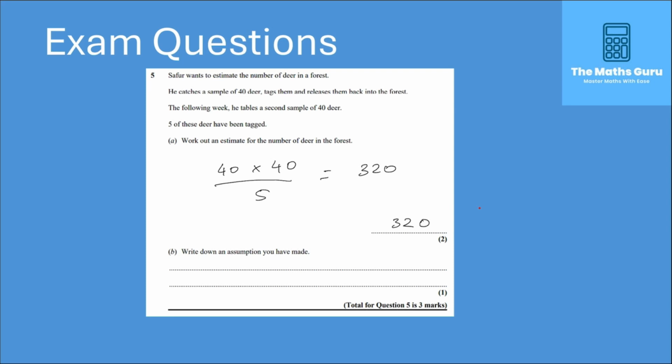An assumption of this, again, we can use the marks weren't washed away in the rain or something, or there was no deaths / births, and this is basically to make sure that the population remained constant throughout the experiment.